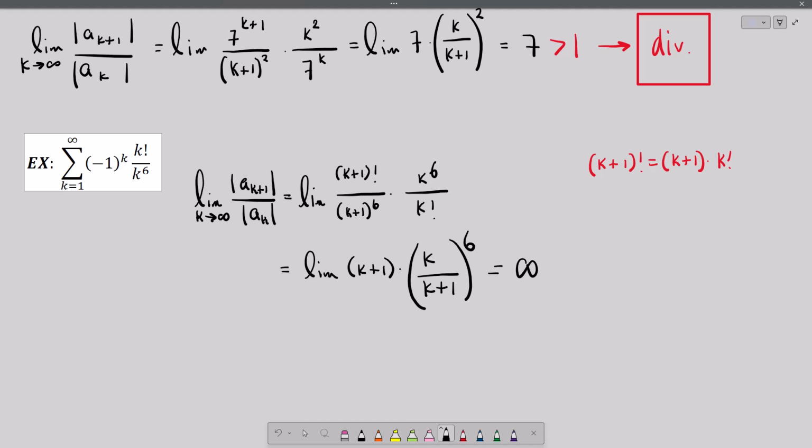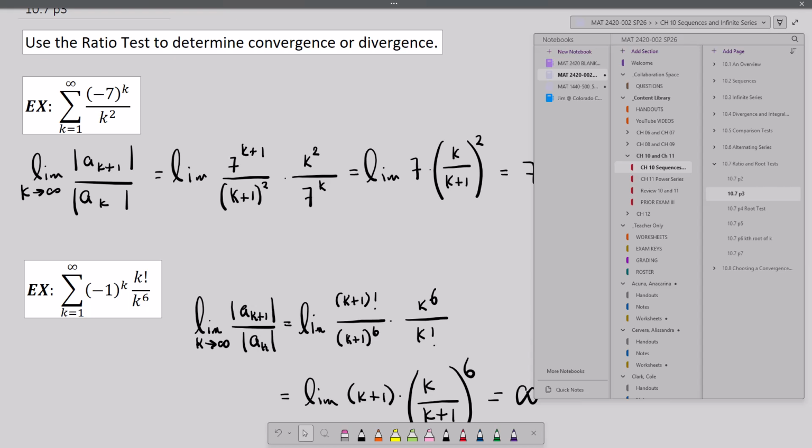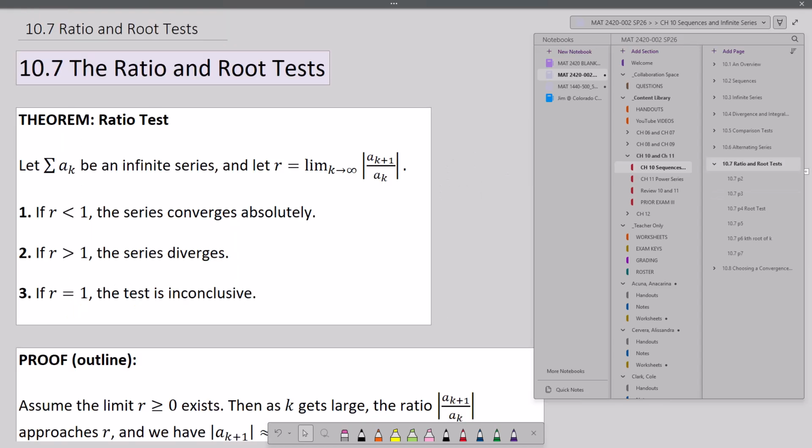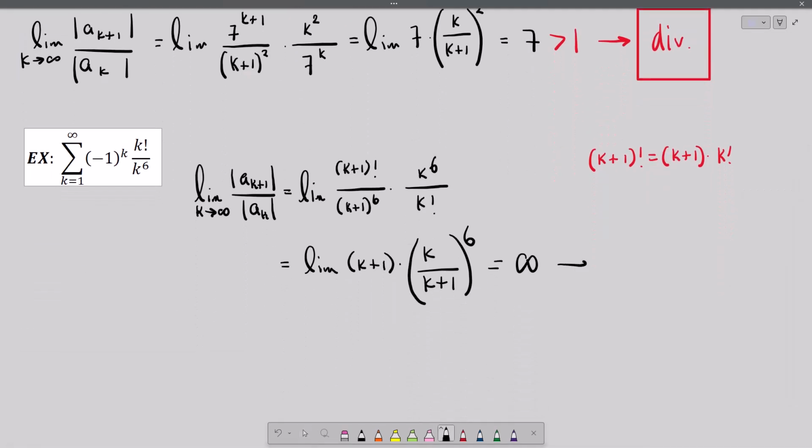So this limit is infinity. And when we are dealing with the ratio test, infinity is greater than 1. If we look at the test here, greater than 1, yeah, that diverges. So greater than 1, we're going to treat infinity as greater than 1. So that'll be divergent. So therefore, diverges. So if that is bigger than 1, diverges. So that is the ratio test.